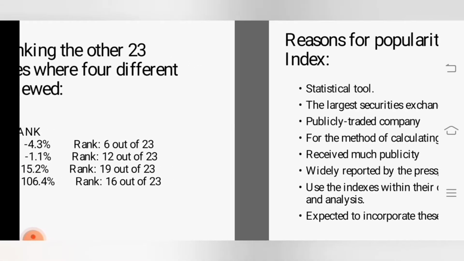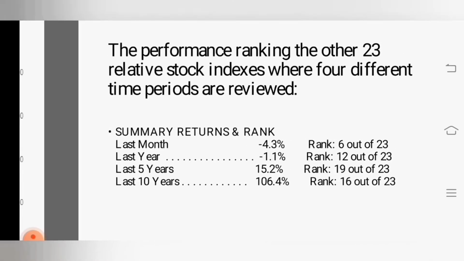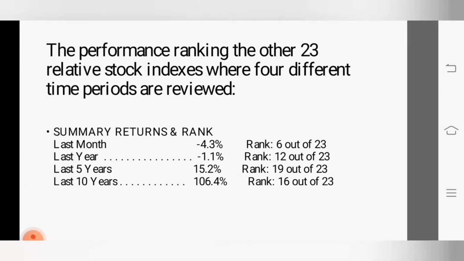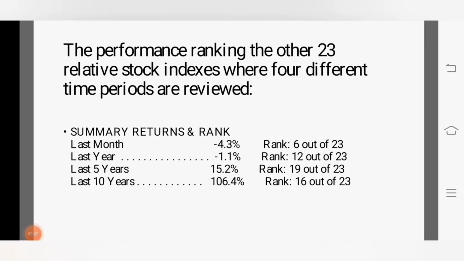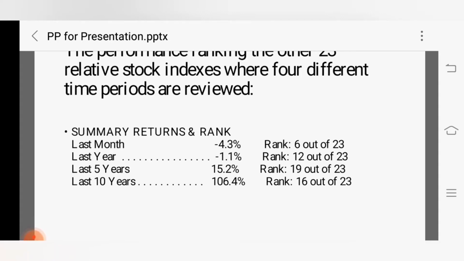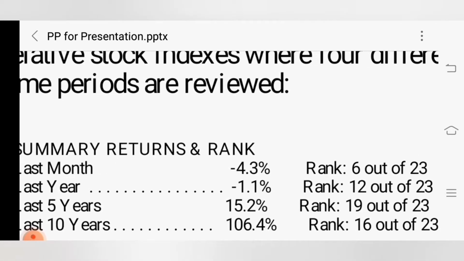Fourth time period is considered over the 10 years ended May of 2019. This composite had a rank of 16 with a return of 106%. Here all calculations are based on the monthly market close for each index, excluding dividends.